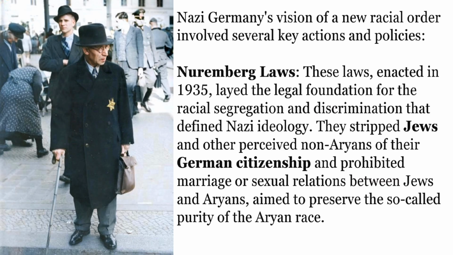Nazi Germany's vision of a new racial order involved several key actions and policies. Nuremberg Laws. These laws, enacted in 1935, laid the legal foundation for the racial segregation and discrimination that defined Nazi ideology. They stripped Jews and other perceived non-Aryans of their German citizenship and prohibited marriage or sexual relations between Jews and Aryans, aimed to preserve the so-called purity of the Aryan race.